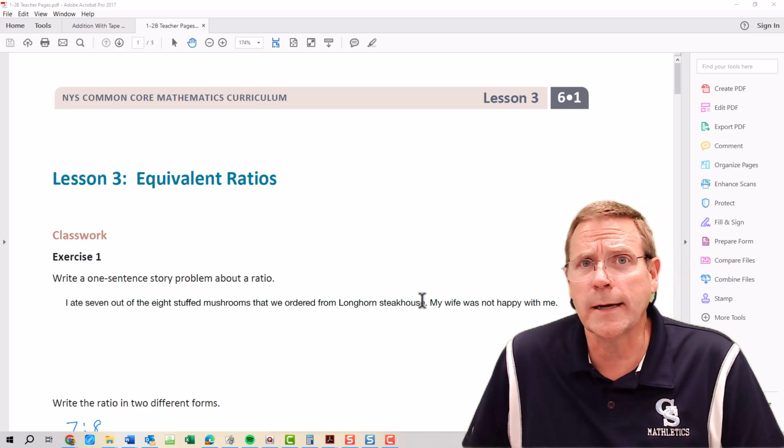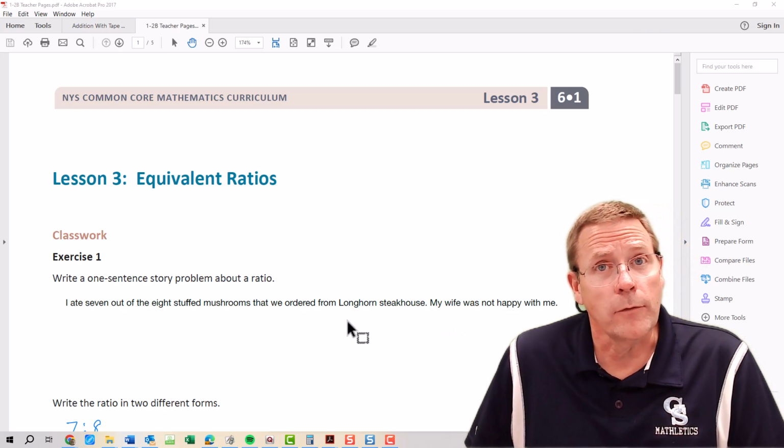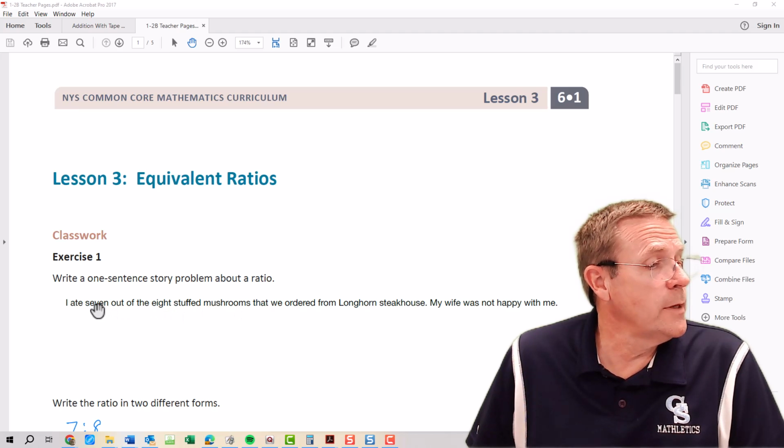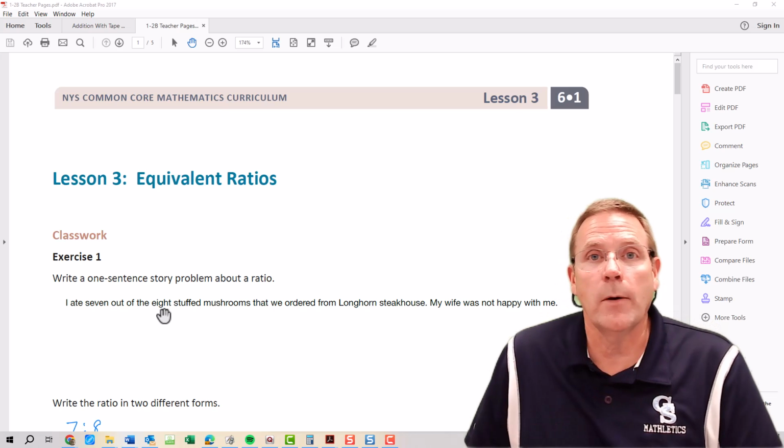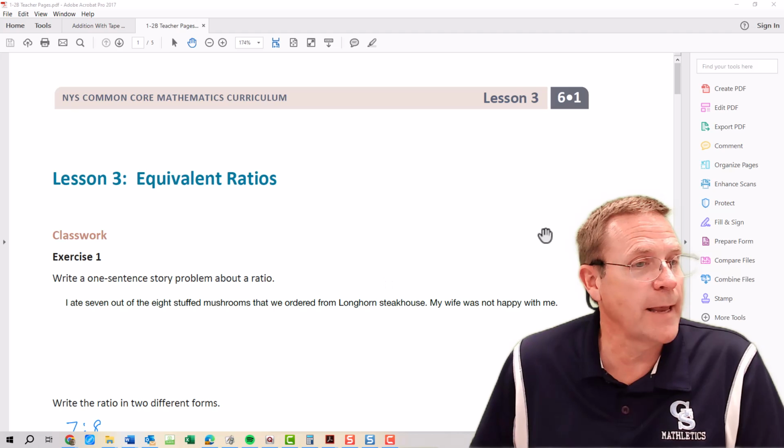My wife was not happy with me. That would be because I really love their stuffed mushrooms. Your ratio would be the 7 to 10, excuse me, 7 to 3 ratio. That means my wife only got three, which she also thinks I'm getting too fat apparently. So yeah, she has me on a diet.